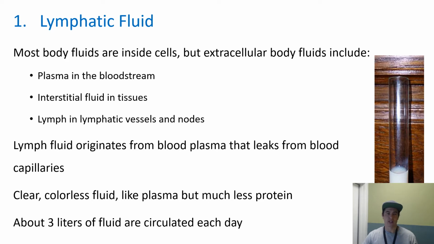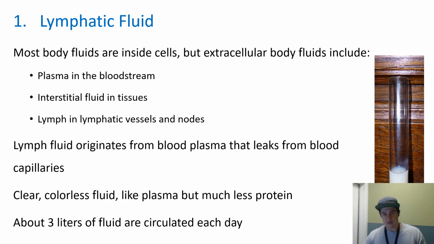So let's look at lymphatic fluid. Most body fluids are inside cells, but you also have some extracellular body fluids, which are fluids that are outside of a cell. That includes the plasma in your bloodstream, interstitial fluid, which is tissue fluid outside of a cell but not in your blood, so surrounding the outside of cells, and then lymph in lymphatic vessels and nodes. These are all very similar types of fluids. They just have different names depending on where they are.